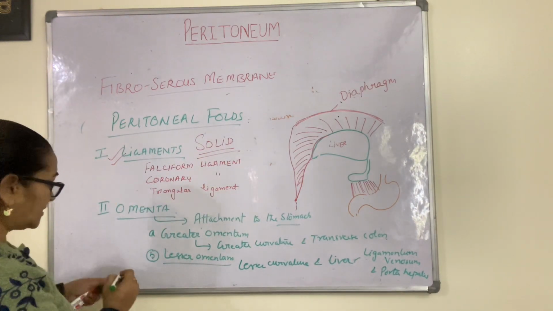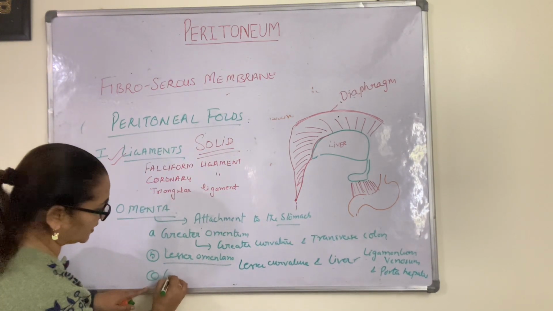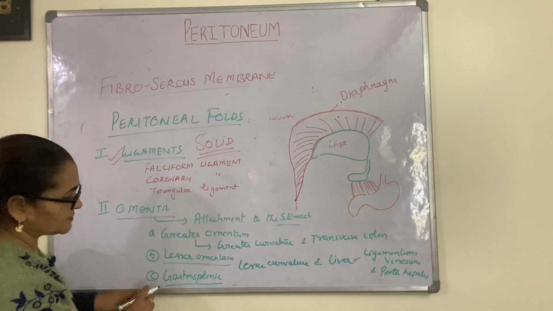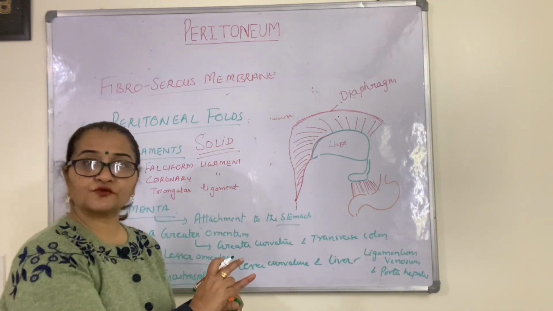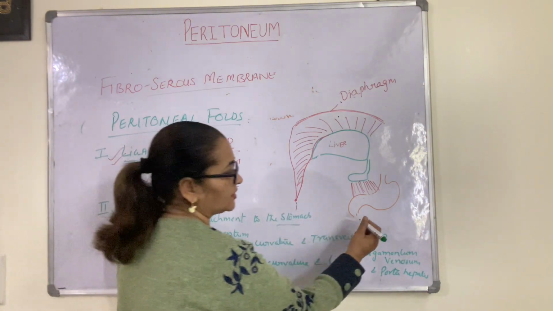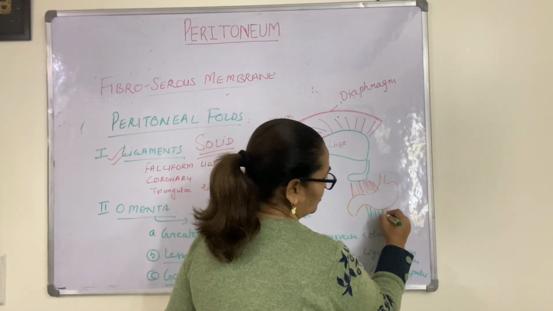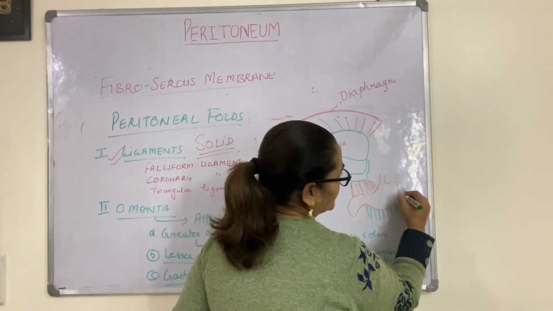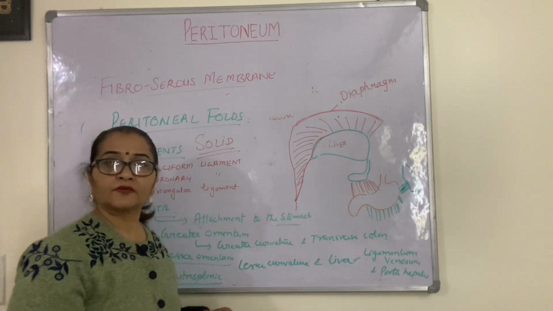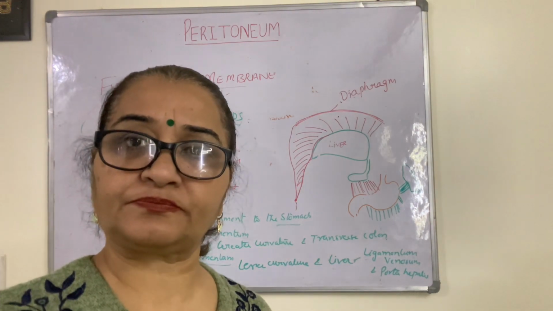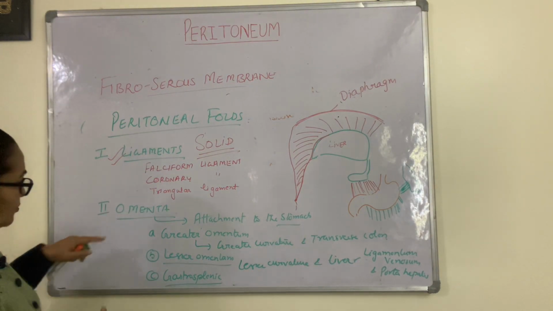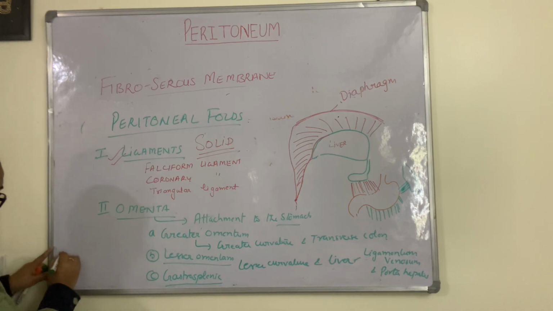Clear? Then the third type is gastrosplenic. Gastrosplenic extends from the greater curvature of the stomach to the hilum of the spleen. So you can see it is present along the greater curvature. If there is a greater omentum over here, the gastrosplenic is extending from, or attaching, the stomach to the spleen, going to the hilum of the spleen. Is it clear? So these are, first ligaments, then omenta, and third is the mesentery.